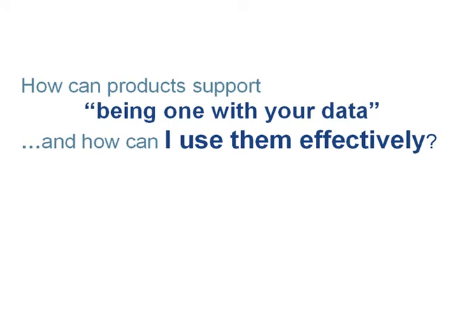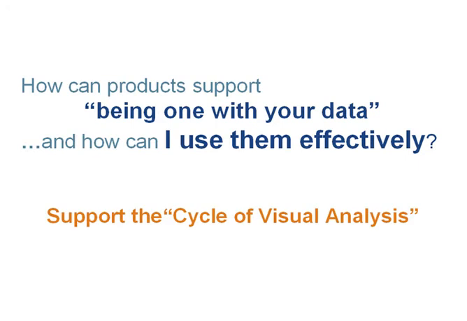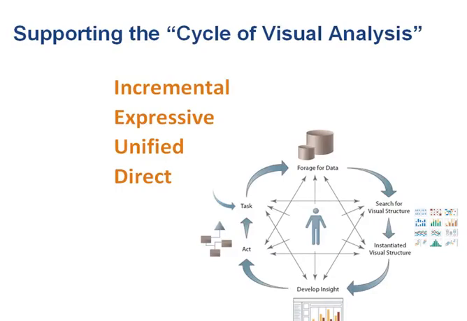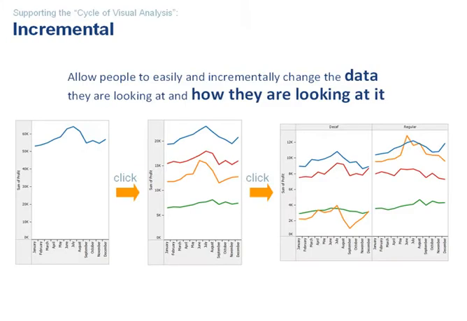So now in the second part of the talk, I really want to dive into how can products support being one with your data, and how can I use them effectively. So I really want to talk to what I think are the 4 key aspects that a product needs to do to support visual analysis, and then talk about how we expose those in Tableau and how you can leverage what we've exposed. So the most important thing is the product really needs to support the cycle of visual analysis. And there's 4 things I believe you need to do in a product to support the cycle of visual analysis. The product needs to be incremental, expressive, unified, and direct. And I'm going to talk to each of these.